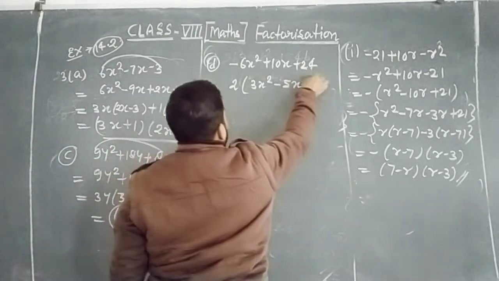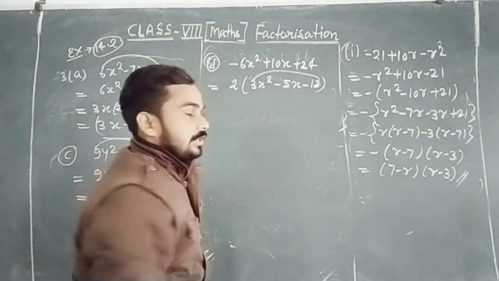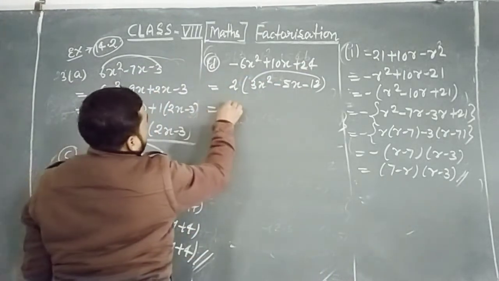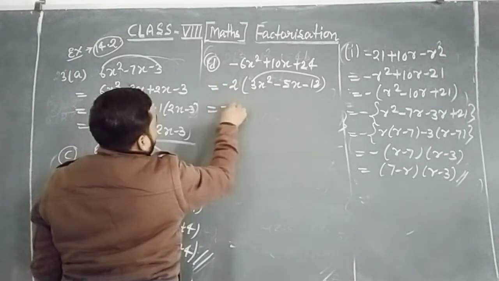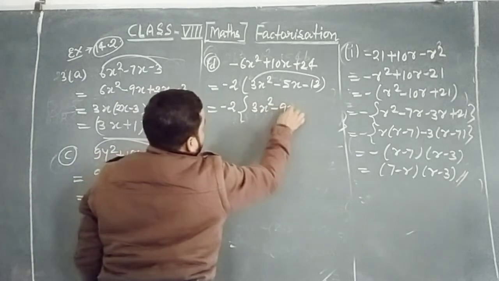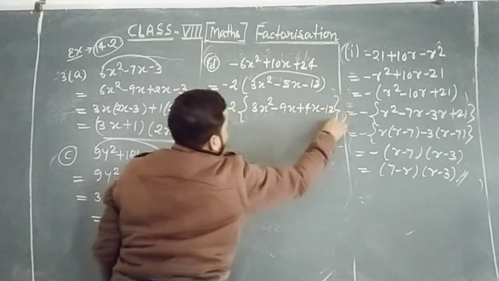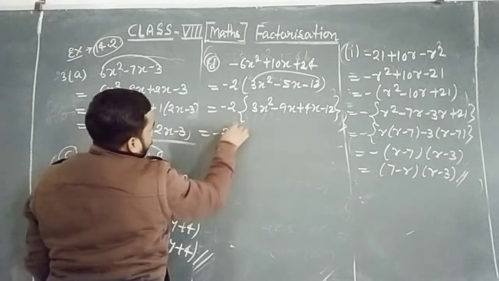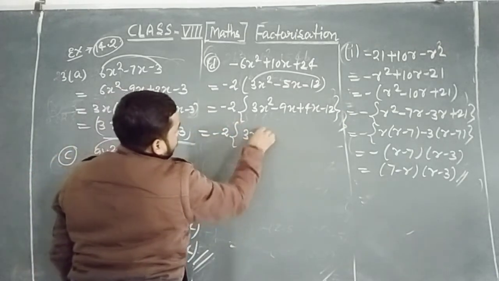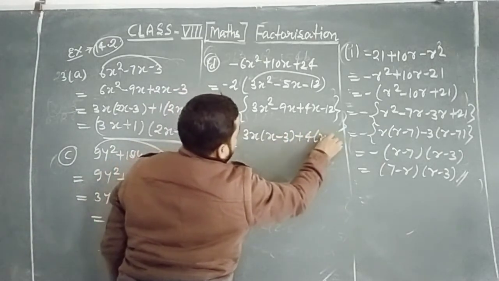Then 12 times 3 is 36, and 9 times 4 is 36. 9 minus 4, 5. So minus 2, 3x square minus 9x plus 4x minus 12. So minus 2, 3x is common, x minus 3, plus 4 is common, x minus 3.